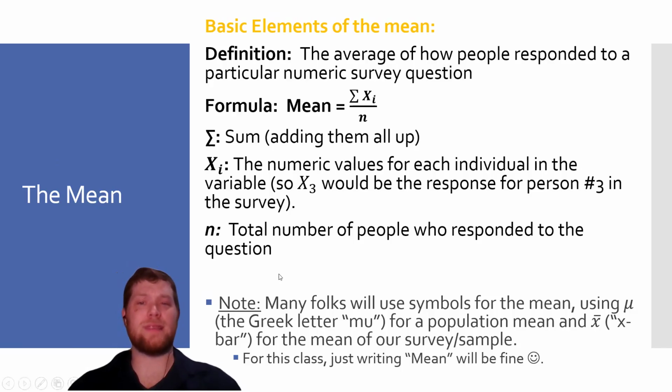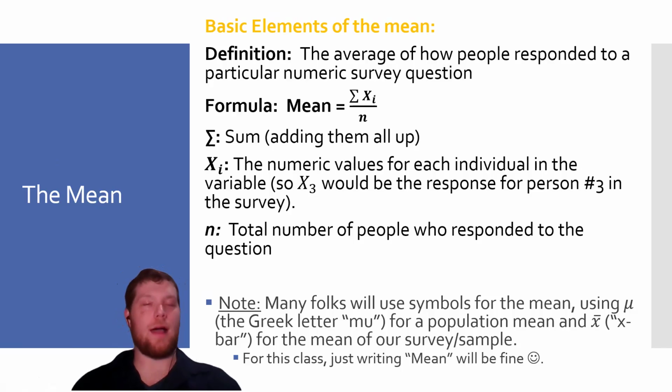Now, many people might use symbols for the mean, like this mu symbol, it looks like an M, for the population mean. For the sample mean, you might see this sort of X with a bar on top of it, called X bar, for the mean of our survey and sample. In this class, we're not going to use those symbols when I'm writing these things up in our data.